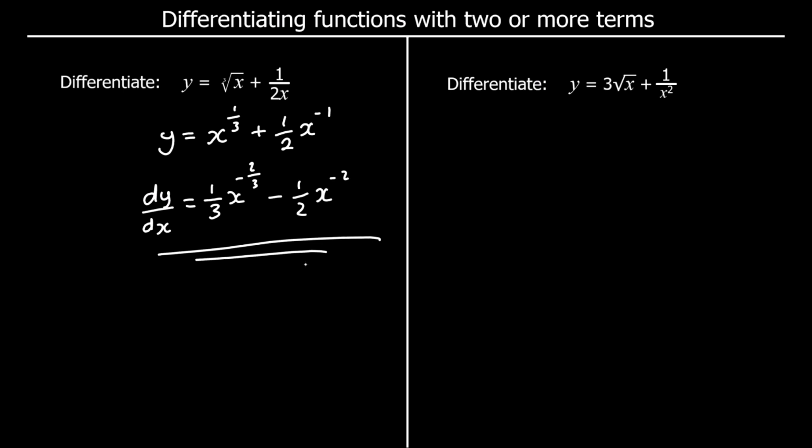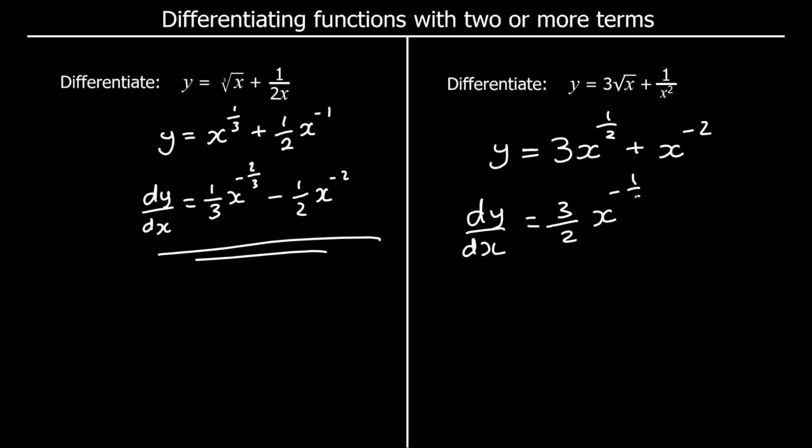One for you to try. Pause the video, give it a go. So firstly, let's put it in the right form to differentiate. So a square root x, I'm going to change to x to the power of a half. And 1 over x squared, that's the same as x to the power of negative 2. So now it's in the right form, we can differentiate. So times by the power, take 1 off the power. So 3 over 2x to the power of minus a half minus 2x to the power of negative 3.